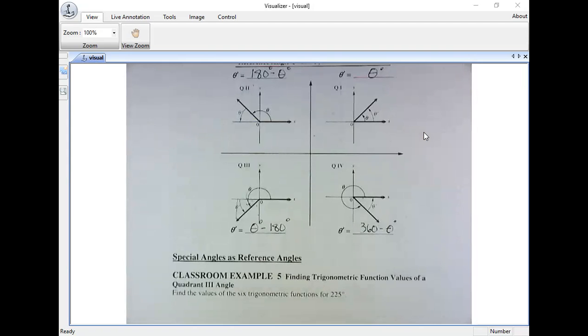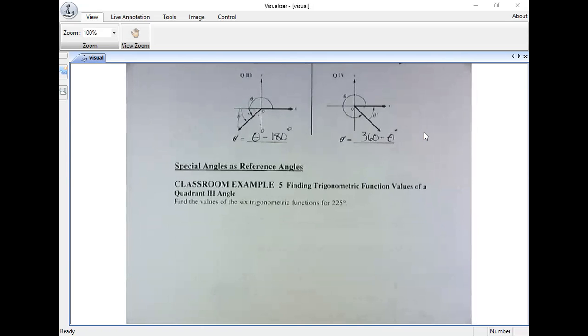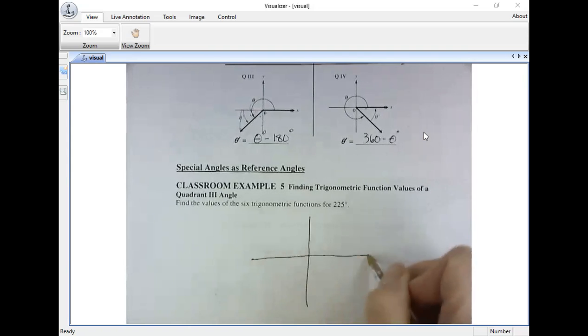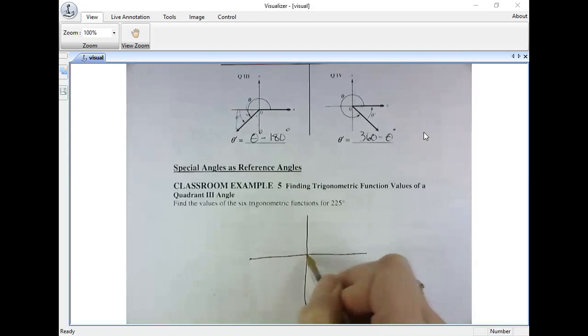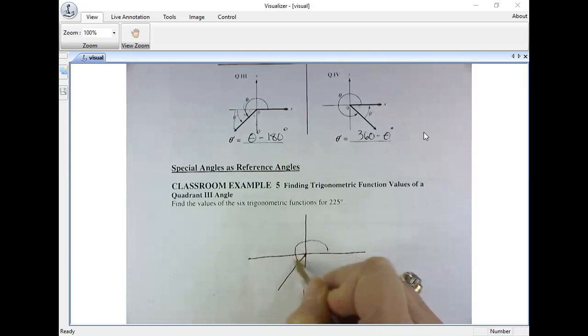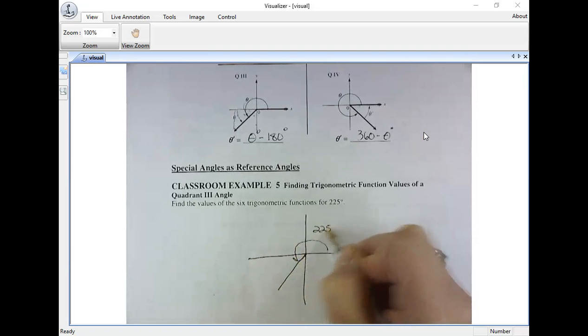All right, so let's see if we can do this. Find the values of the 6 trig functions for 225 degrees. What's the first thing you need to figure out? Let's figure out which quadrant we're in. Where do you think 225 belongs? 1, 2, 3, or 4? I believe you are right. Somewhere in quadrant 3 should be 225 degrees.